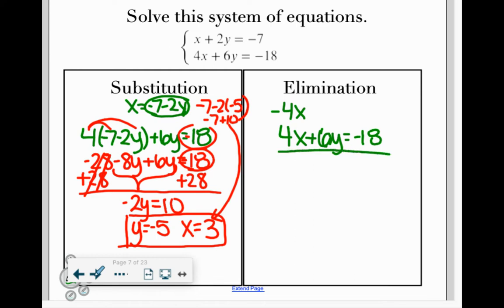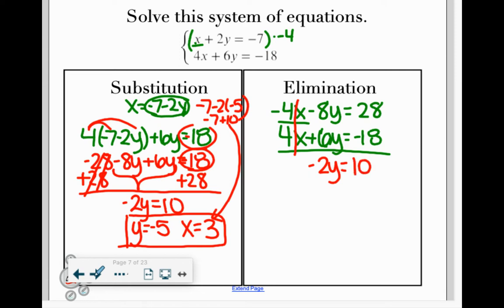And what do I need to multiply x by to get negative 4x? Negative 4. So I'm going to multiply that entire equation by negative 4, including the last number, so that now, when I add them together, my x's have opposite numbers, and they will cancel out or eliminate, like this. And then negative 8y plus 6y is negative 2y. 28 minus 18 is 10.